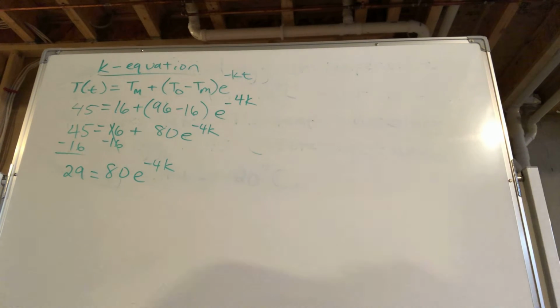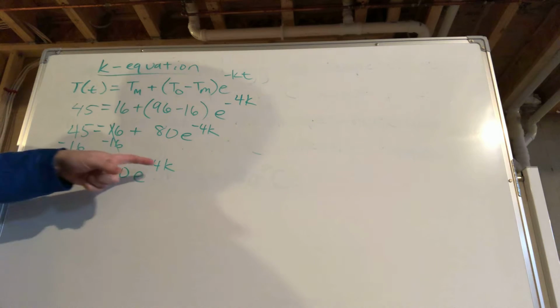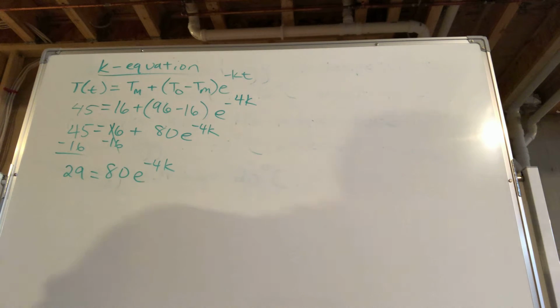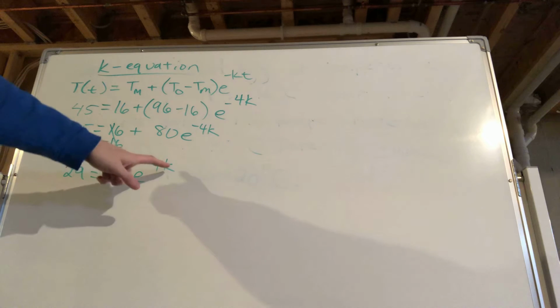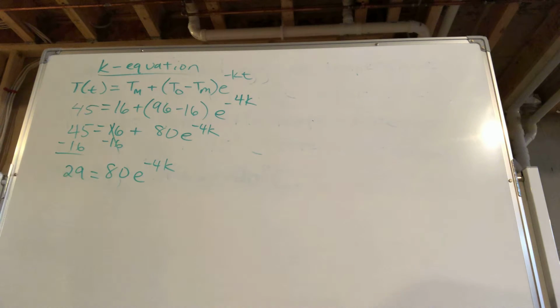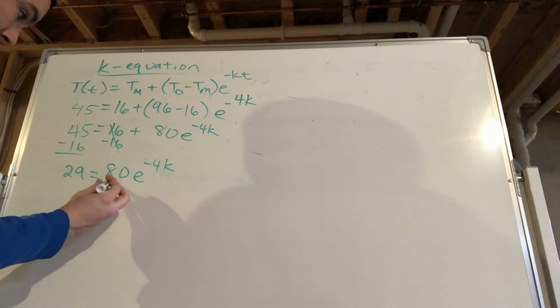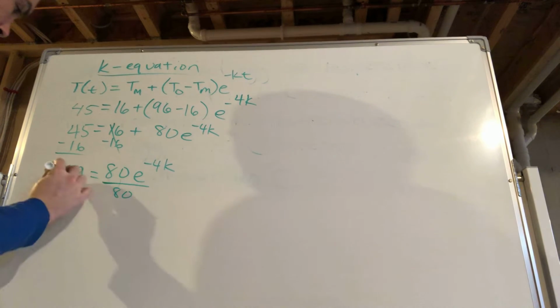So here we go. We've got 29 is equal to 80 times e to the negative 4k. What we should do next, again, we're trying to isolate the variable. We want to try to get k by itself. Well, I have this 80 out in front. So in order to undo multiplying by 80, I should divide by 80. Divide both sides by 80.